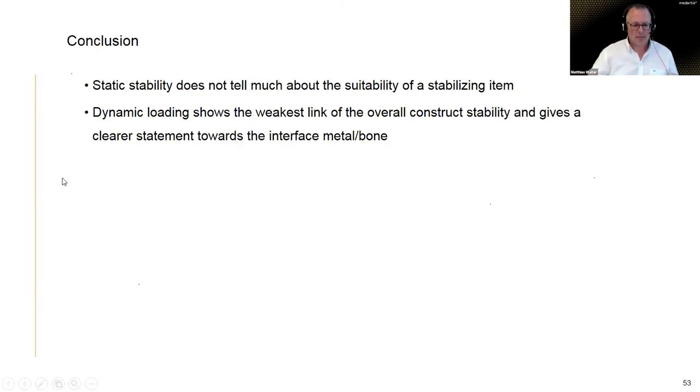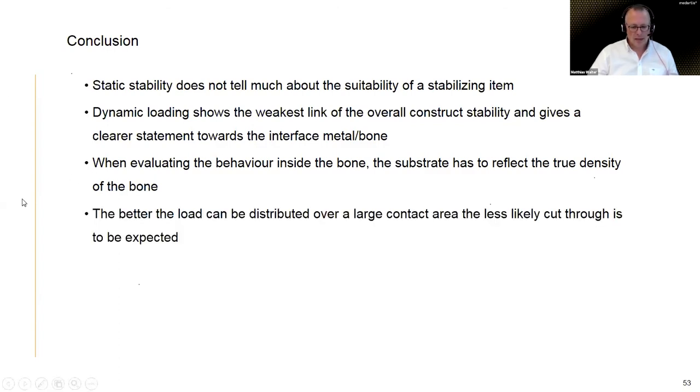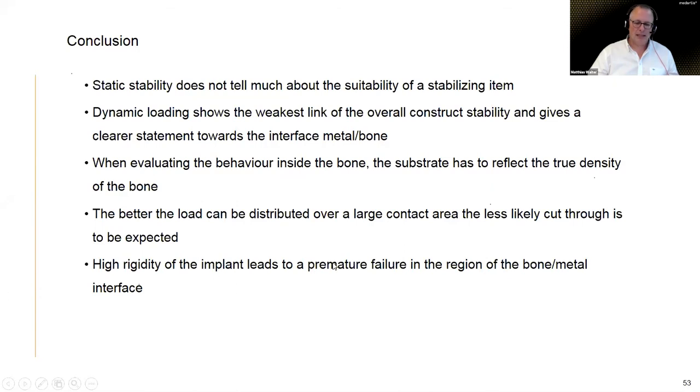Okay, and I think that's perfectly clear. So therefore, when evaluating behavior inside of bone, the substrate also has to reflect the stability or density of the bone. So it's no good if you just screw this on a piece of wood, because a piece of wood is a piece of wood, it's not a bone. And so therefore, if you want to properly test this, you always have to calculate basically worst case. So use something that is soft. Now, the better the load can be distributed over a large contact area, obviously the less likely a cut through is to be expected, and therefore high rigidity leads to a premature failure, especially when you have a very osteoporotic patient collective in front of you.